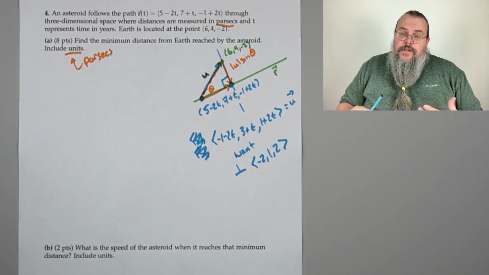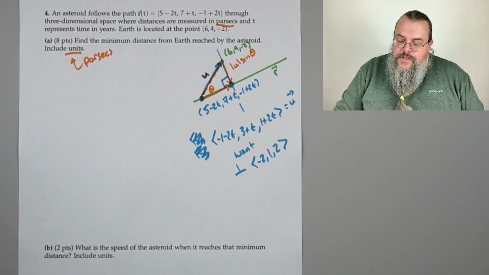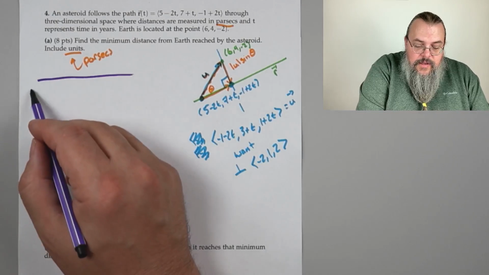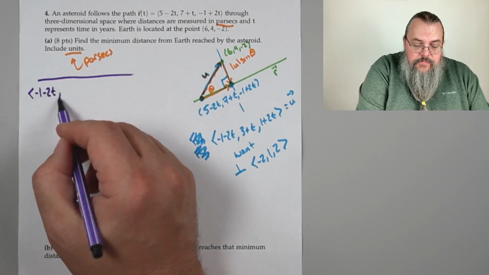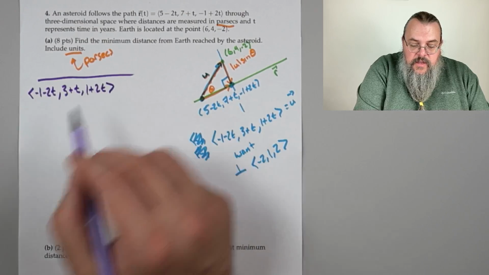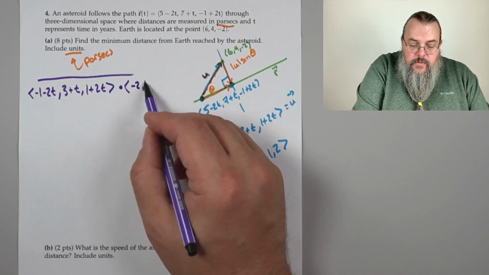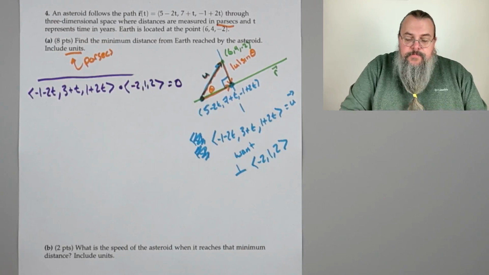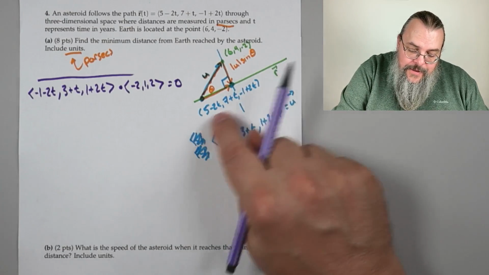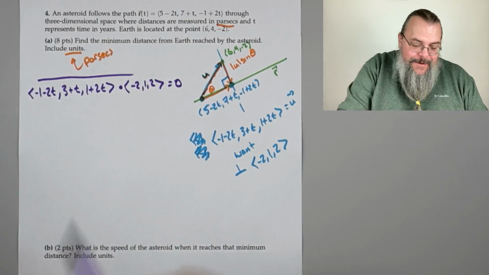All right, how do we know when two things are perpendicular? The answer is their dot product is 0. So here we go. We're going to take (-1 minus 2t, 3 plus t, 1 plus 2t) and do a dot product with (-2, 1, 2), and set it equal to 0. And we're going to solve for t. Once you solve for t, you'll have found this point, and we'll come back to it once we finish that step.